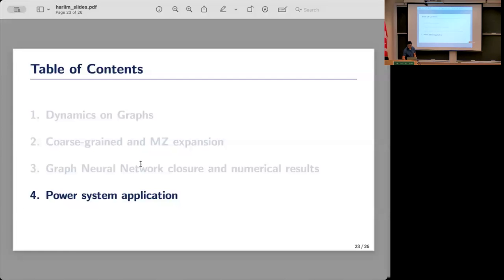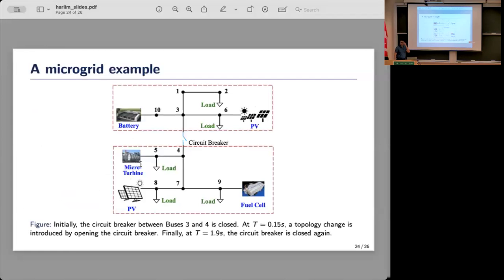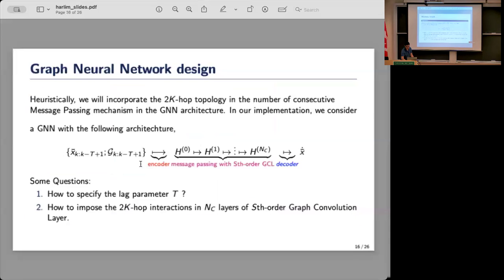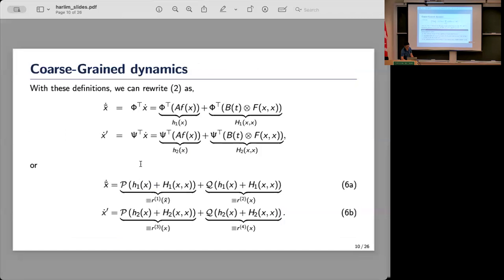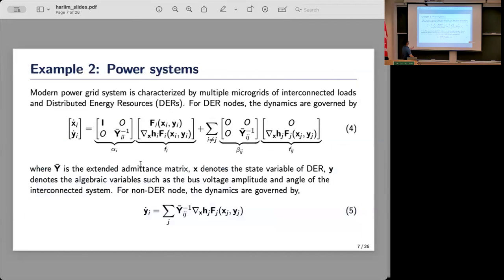Now, let me try to finish this talk with a power system application. So here's a microgrid example. It's very small. You have 10 buses. Some of these buses that are denoted with the load are the non-DER load buses, but those that are not are the DER buses. Remember, the DER bus has X dot and Y dot in the equations, and the non-DER bus only has Y dot in this equation. Like in the example that I gave you before: the DER bus has this, the non-DER bus has this.